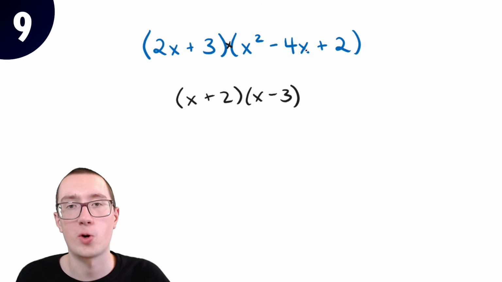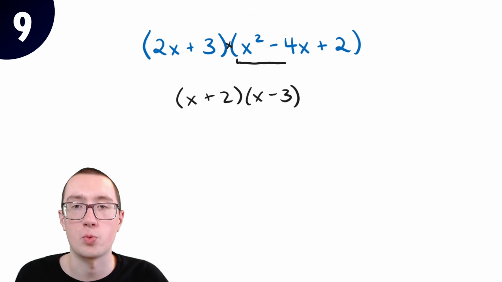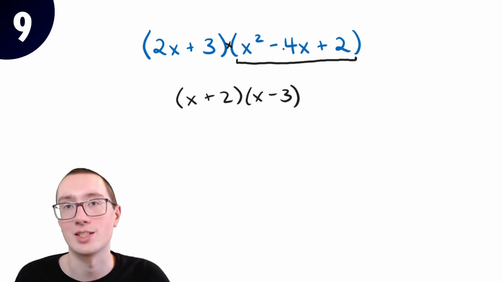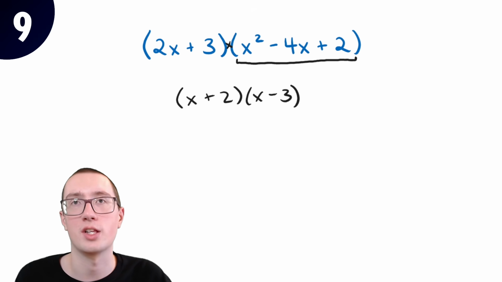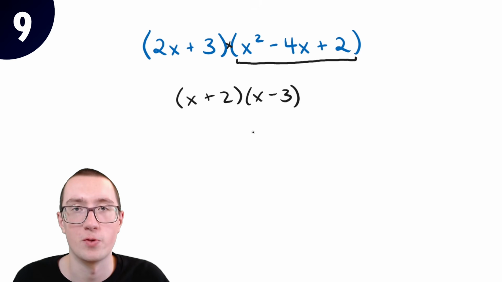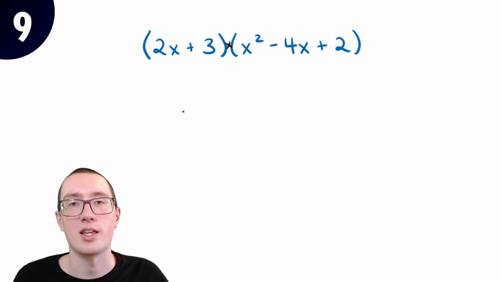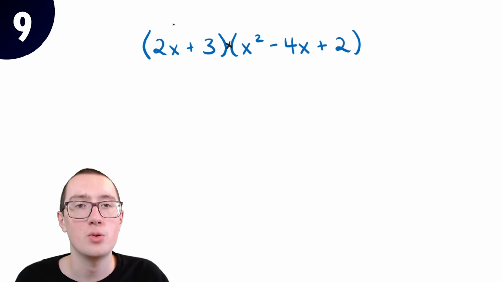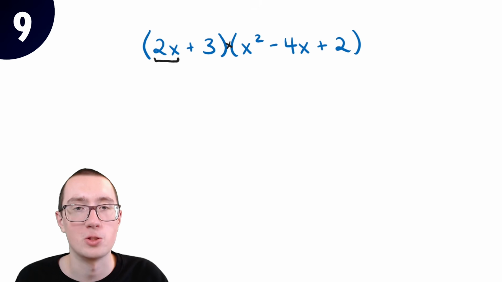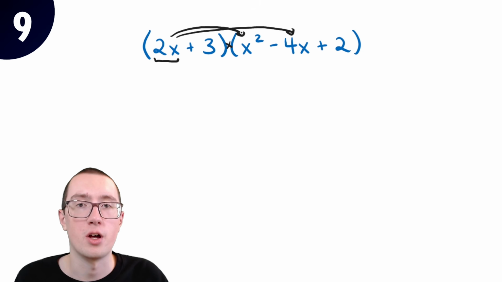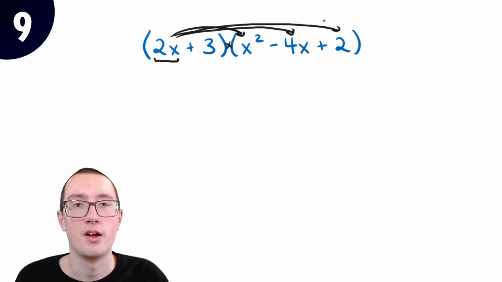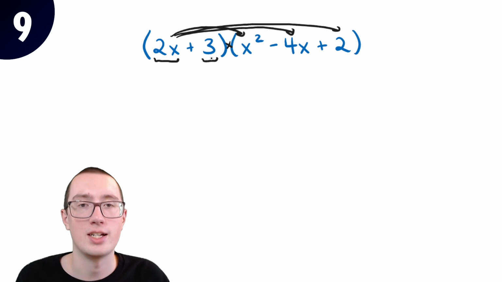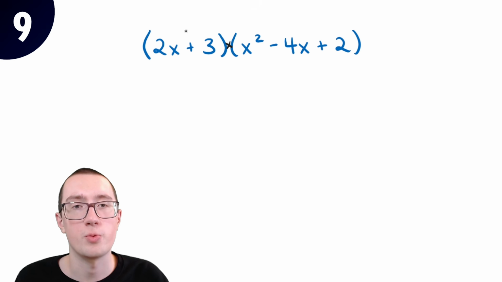But this is a little bit more complicated than that because we have 3 parts in this set of parentheses instead of just 2. So we're going to be doing a slightly more complicated version of FOIL. It's actually also a slightly more complicated version of the distributive property, but it's all kind of the same thing. So what we need to do is take this first part here, the 2x, and multiply it out to every part of the other set of parentheses. And then we need to take the 3 and do the same thing. So let's start with the 2x.